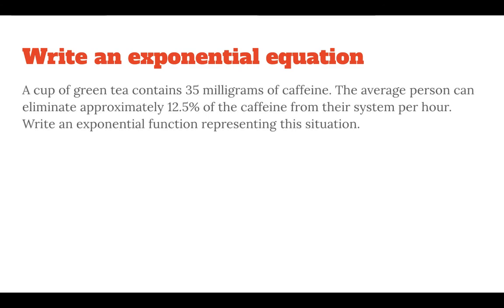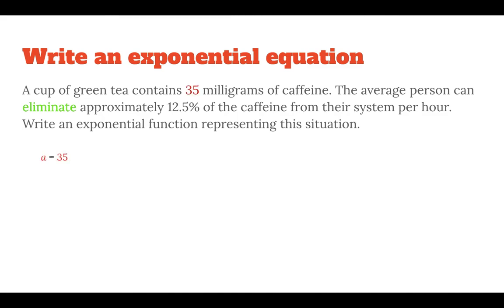So say you have a cup of green tea. It contains 35 milligrams of caffeine. The average person can eliminate approximately 12.5% of caffeine from their system per hour. We're going to write an exponential function that represents this situation. Now we've got two situations, growth factor and decay factor. But if I read the words, the word eliminate suggests decay. So I'm going to use the decay factor formula.